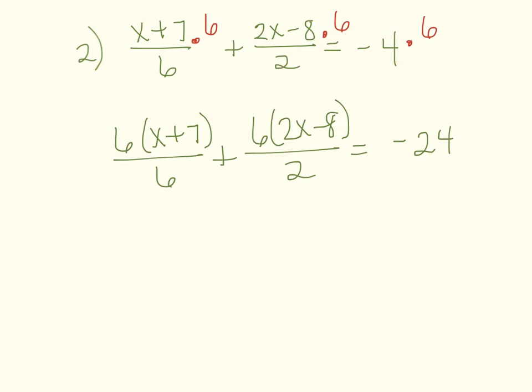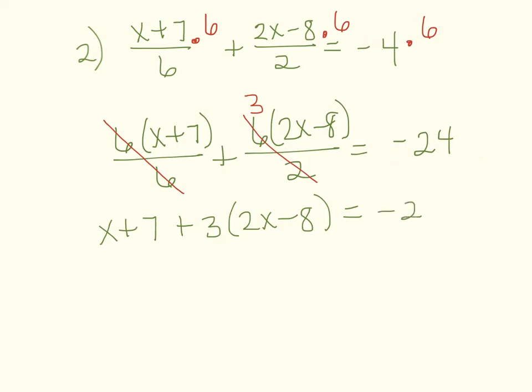Now what's going to happen is they're going to cancel. So 6 and 6 cancel right here, just leaving me x plus 7. 6 and 2 are going to cancel here, but what's 6 divided by 2? It's 3. That's going to leave me a 3. And it's 3 times the whole thing, so I keep my parentheses. And I already multiplied the 6 times the negative 4 right up here to get me negative 24, so that just stays negative 24. Now we've got a problem that we can solve.